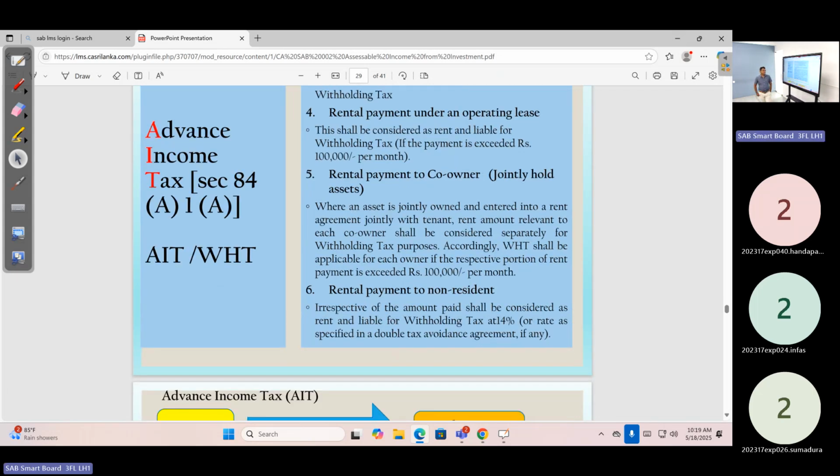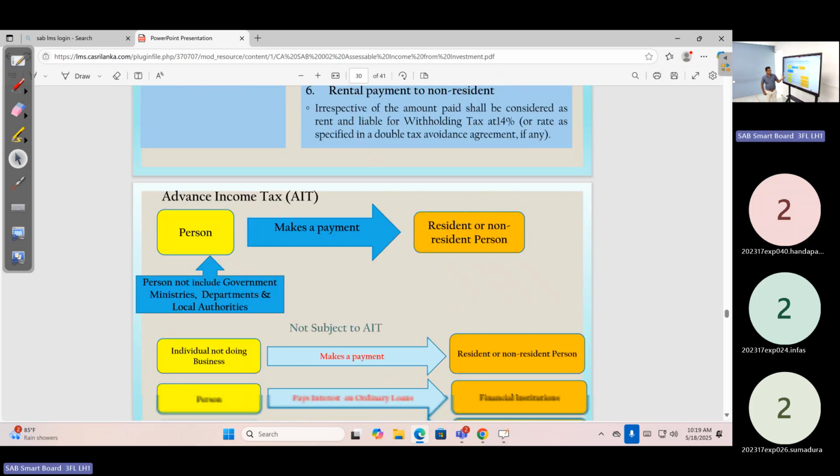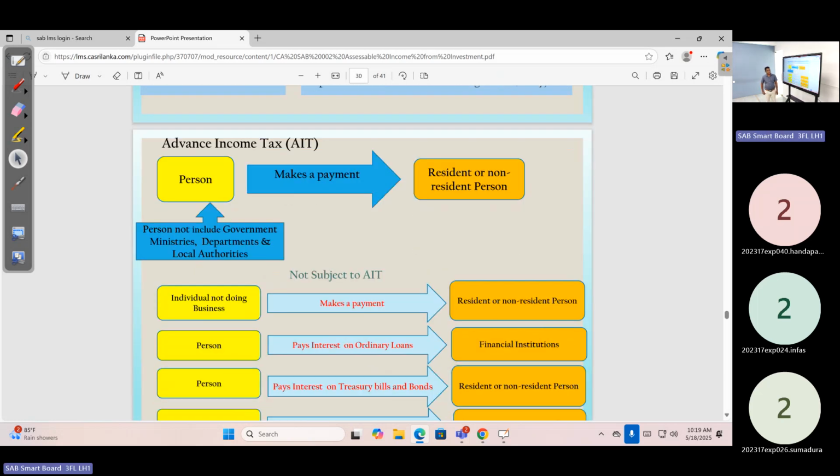To a non-resident, irrespective of the amount paid, it shall be considered as rent and liable for its own tax. For a non-resident there is no 100,000 relief threshold. Irrespective of the amount, tax should be deducted at 14% in the case of a non-resident, unless there is a double tax agreement. But in this case, it is not subject to AIT.